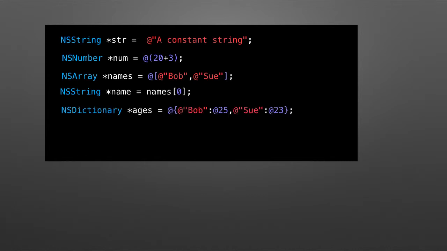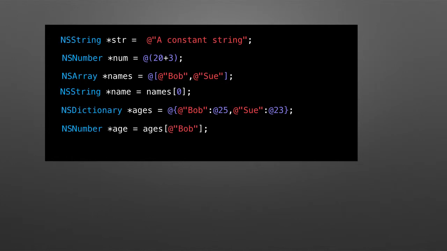NSDictionary is a key-object pair, and there are two pairs in here. Notice the curly brackets are used for the creation of this. The first key is Bob, and the object is an NSNumber of 25. These are supposed to represent ages. The second key is Sue, and the object is the number 23.